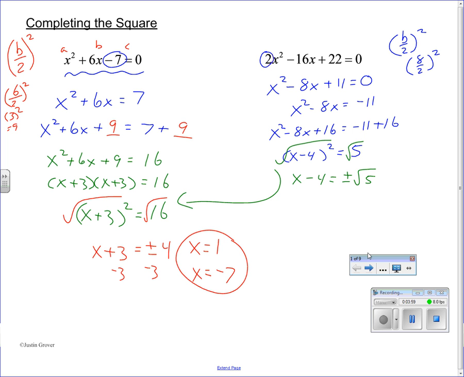If it were something like 20, we could reduce it, but still we're going to have a radical in our answer. And adding 4, we can't add 4 and a radical, so we have to write our answer as 4 plus or minus the square root of 5.